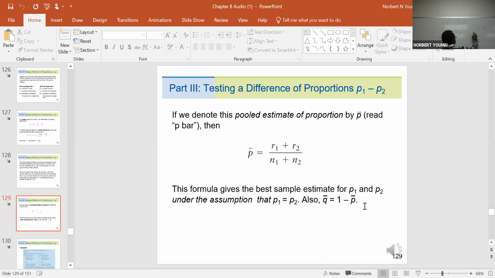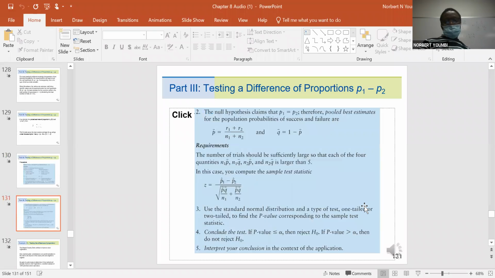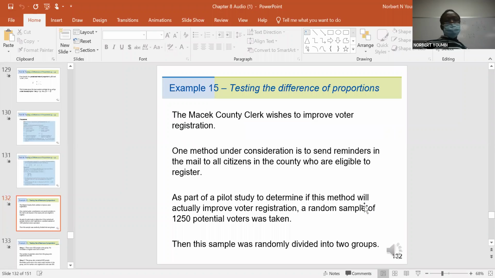I'm using X here, so I can use X here. And the test value will become P1 hat minus P2 hat divided by the square root of P bar Q bar times 1 over N1 plus 1 over N2. So if you are not using a calculator, you have to remember to make this adjustment. So let's look at this example.